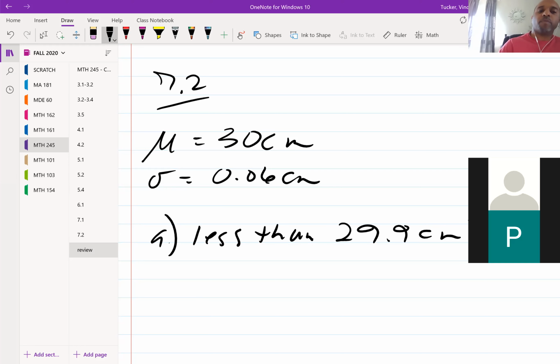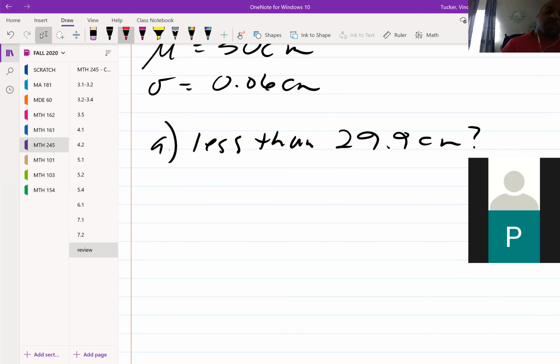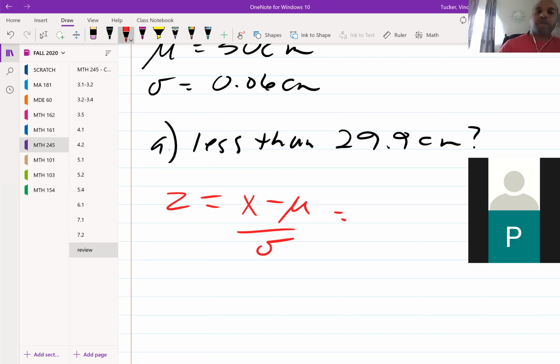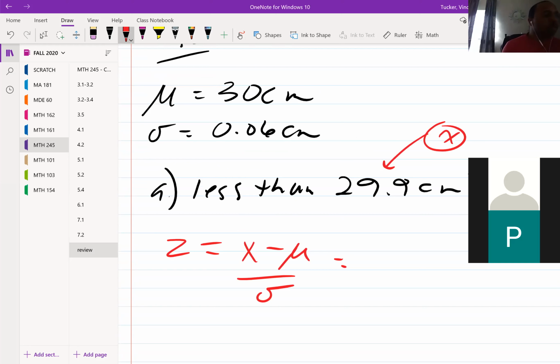All right, so the first thing we want to do is convert to a z-score. We already have our mean and standard deviation, that's going to stay the same, and then this is considered our x. Whatever value you're doing your comparison with, that's going to be your x. So that's 29.9 minus 30 over 0.06.